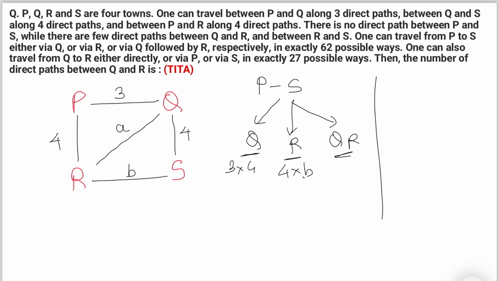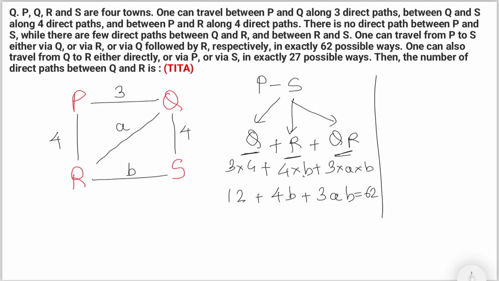Now the last possibility is if you're traveling from P to S via Q and R. So P to Q, Q to R and R to S. Okay, this should be your path. The total number of ways will be 3 into A into B. Now, traveling from P to S, you can travel through Q or R or Q and R, right? So, total number of ways of traveling is 3 into 4 plus 4 into B plus 3 into A into B. 3 into 4 is 12 plus 4B plus 3AB, right? And this total number of ways has been given in the question as 62, right? So, we equate this with 62.